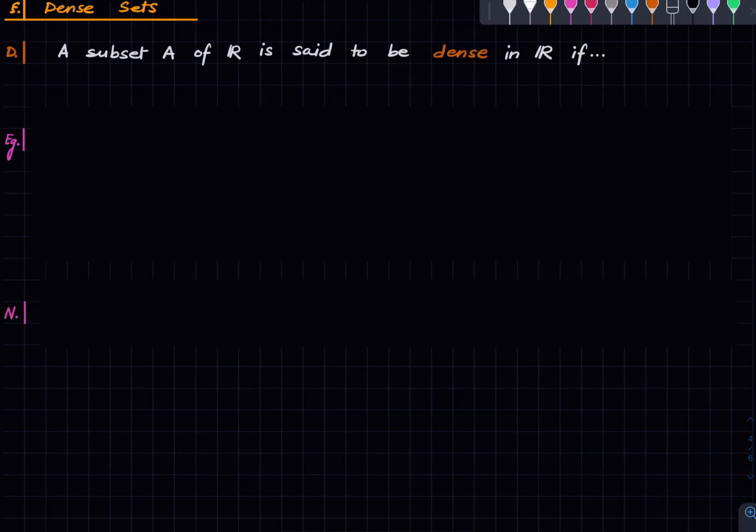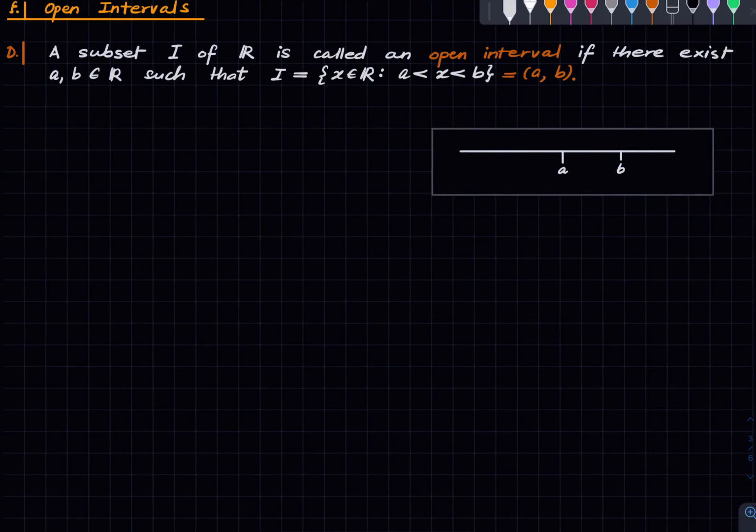So now we define the main concept of this lecture. A subset A of R is said to be dense in R if for each open interval. So just give me 1 second. Here I forgot to say a less than b. So here I wanted to say a less than b. Otherwise, this set would be empty. And we do not want to regard the empty set as an open interval.